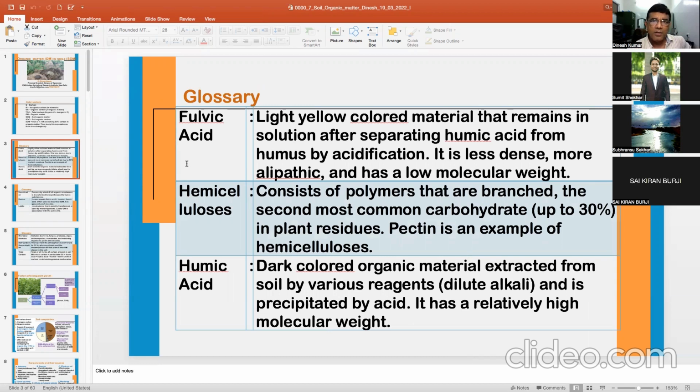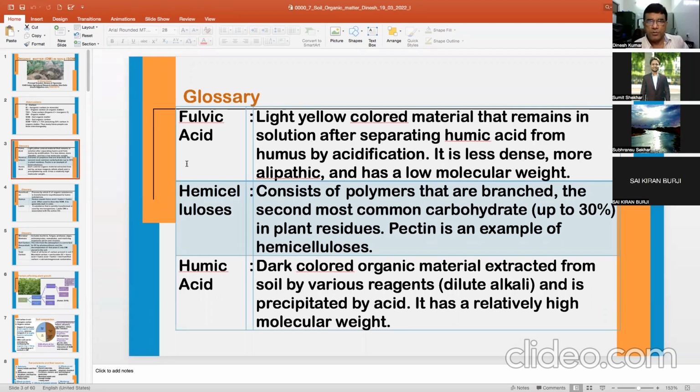These three compounds are part of humus. So actually humus is made up of three compounds: fulvic acid, humic acid, and humin. So what is fulvic acid? Light yellow colored material that remains in solution after separating humic acid from humus by acidification. So you will see how we separate fulvic acid, humic acid, and humin, and what are the differences between these three parts of humus. It is less dense, more aliphatic, and has a low molecular weight.